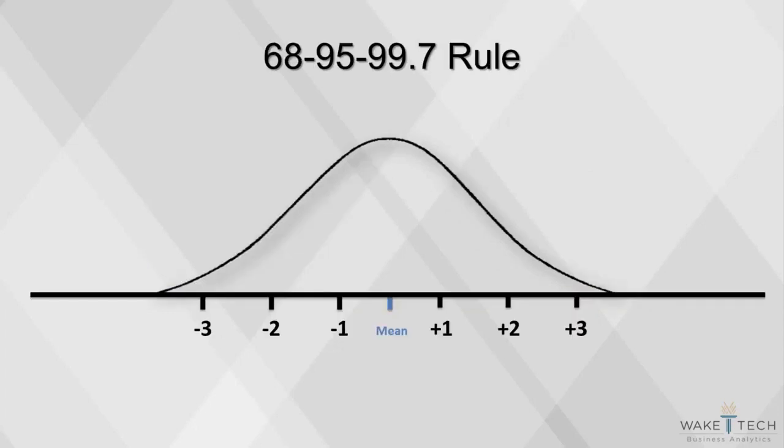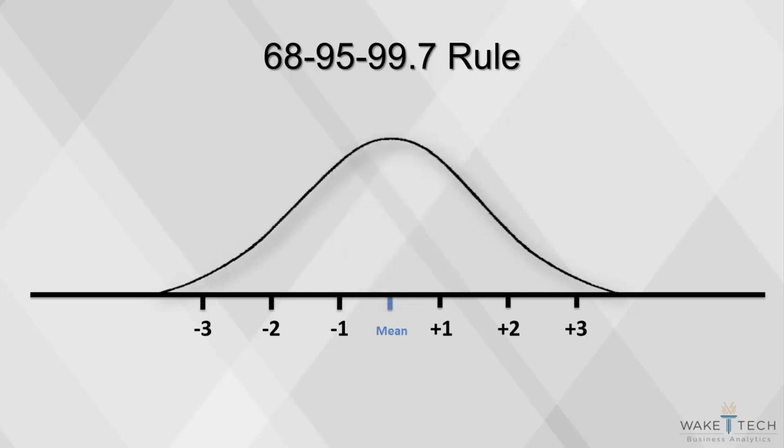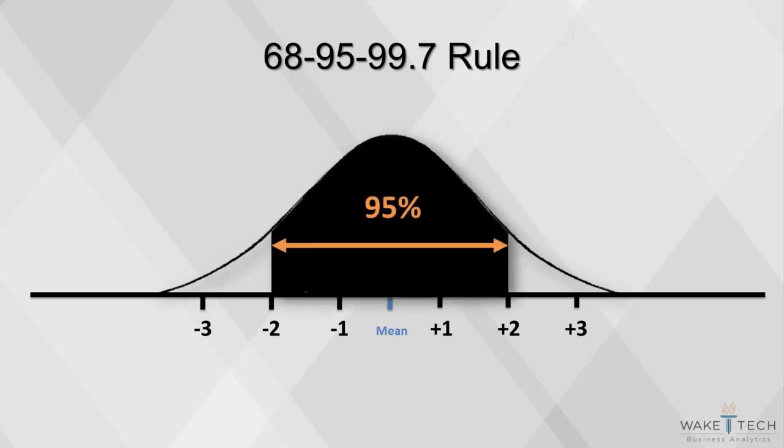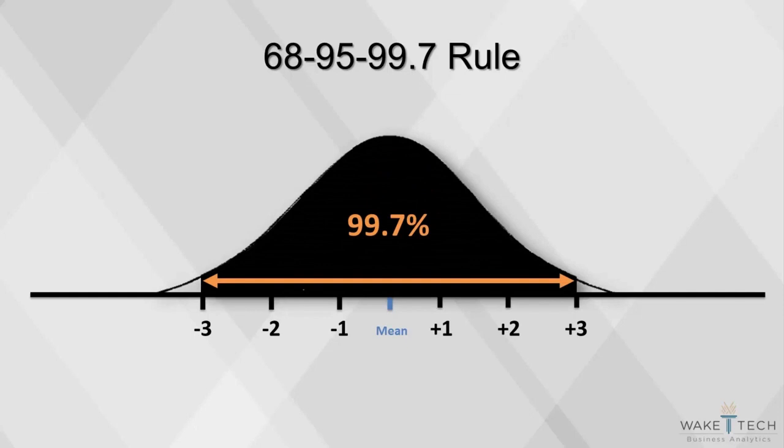The beauty of the normal curve is that no matter what its mean and standard deviation are, the area between the mean minus 1 standard deviation and the mean plus 1 standard deviation is always about 68%. The area between the mean minus 2 standard deviations and the mean plus 2 standard deviations is always about 95%. The area between the mean minus 3 standard deviations and the mean plus 3 standard deviations is always about 99.7%. That means almost all values fall within 3 standard deviations on either side of the mean. That's true for all normal curves, no matter their shape.